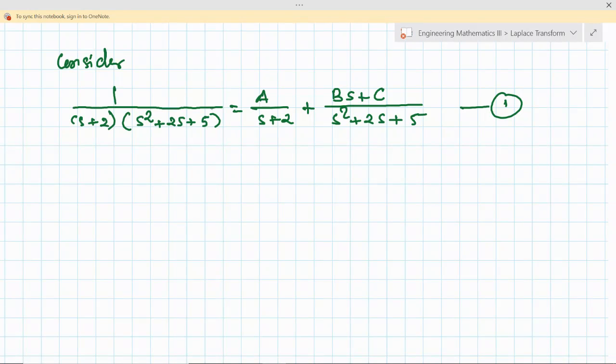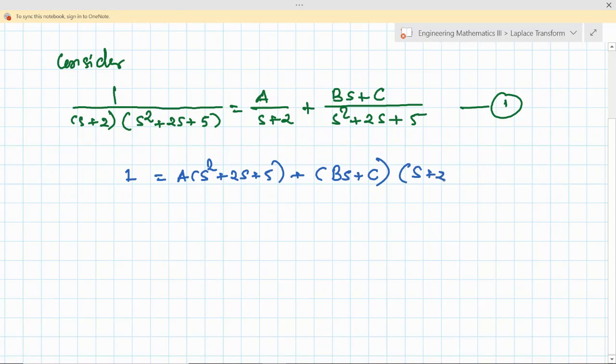So just take the cross multiplication, and after cross multiplying, equation number 2 is nothing but 1 is equal to a into (s square plus 2s plus 5) plus (bs plus c) into (s plus 2). Call it equation number 2. The denominator gets cancelled on both sides. Now use this equation number 2 for the values of a, b, c. This equation is again true for all values of s.